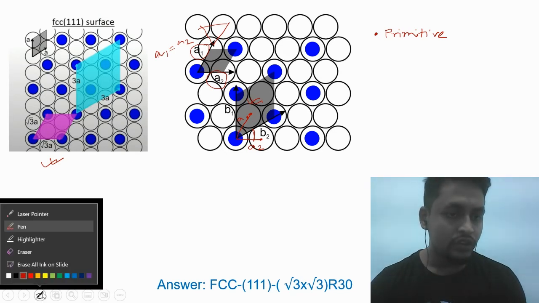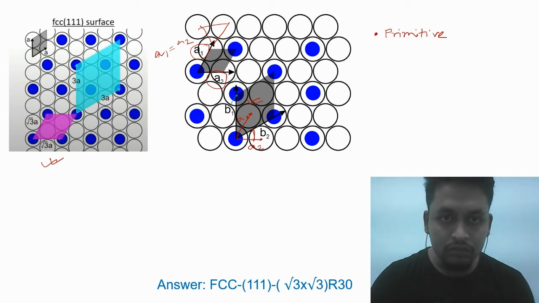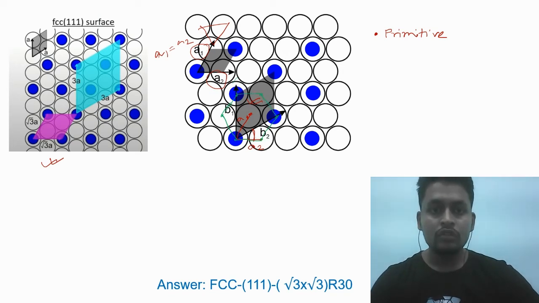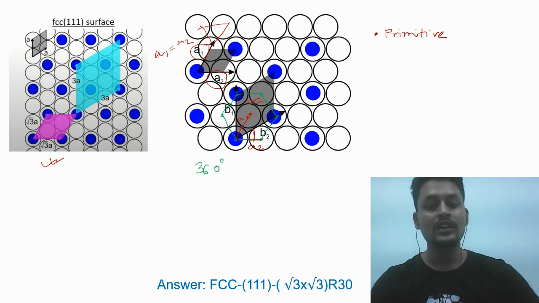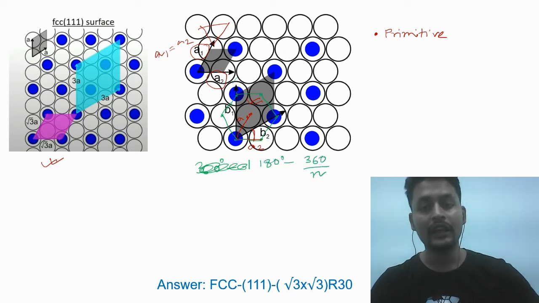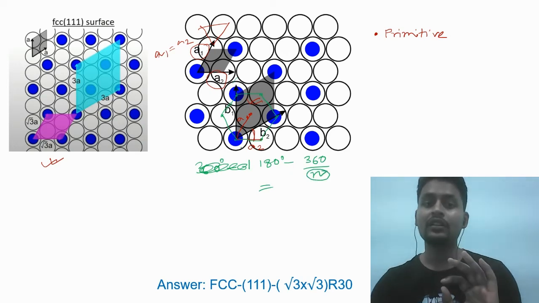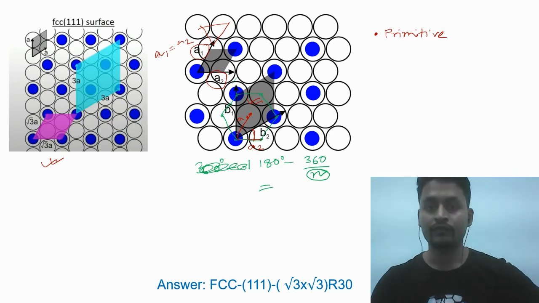So now how to get that? You can see this is nothing but a hexagon, right? Now for any polygon, we know the internal angle, and there is an equation as well: 180 degree minus 360 by n, where n is the number of sides of the polygon, if the polygon has similar sides, like all the a1 and a2 are same, so all the sides are same. Now hexagon means n is 6, so 180 minus 360 by 6, which is 60, so 120.